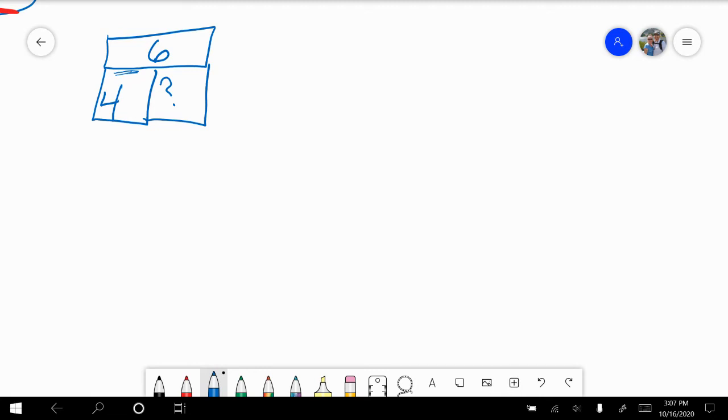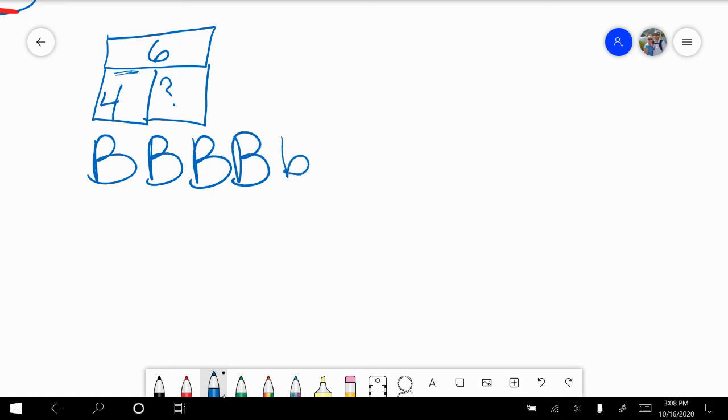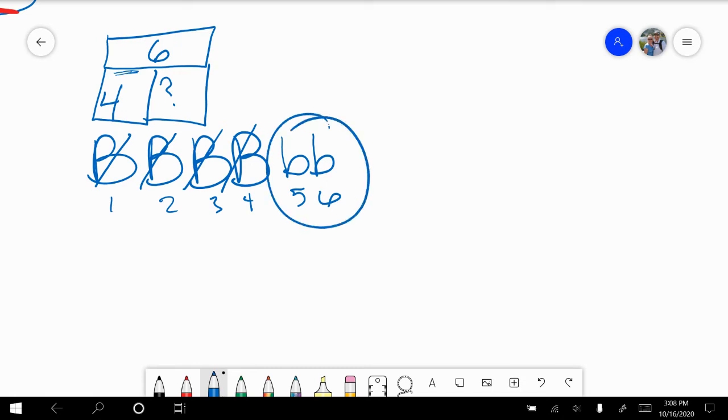So I have 6 bears. 4 are big. So instead of drawing bears, I'm just going to draw a capital letter B. 1, 2, 3, 4, 5, 6. Okay, so I have 6 bears. 4 of those bears are big. The rest are small. How many are small?